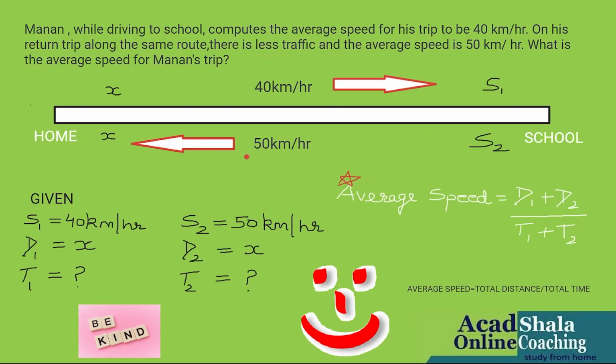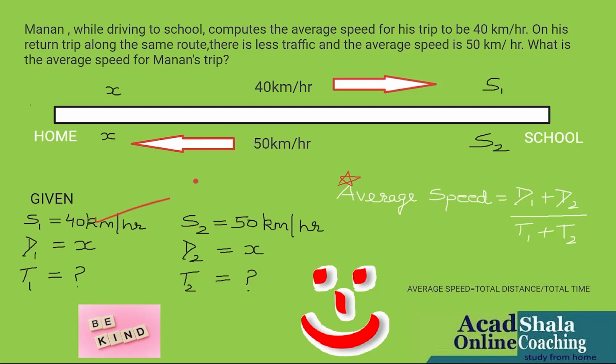Now what we have to do, they have told us, what is the average speed for Manan's trip? We also know the formula of average speed, that is total distance over total time, correct? Now for this S1 speed, that is from home to school, whatever information we are having, we will write it over here.